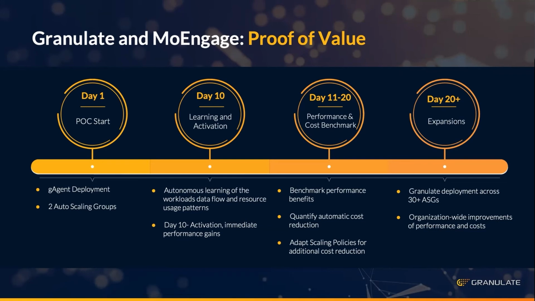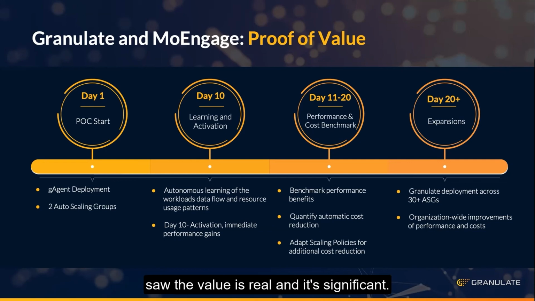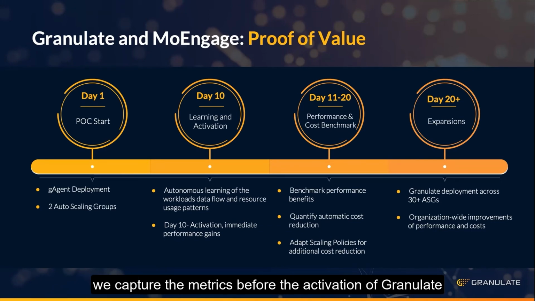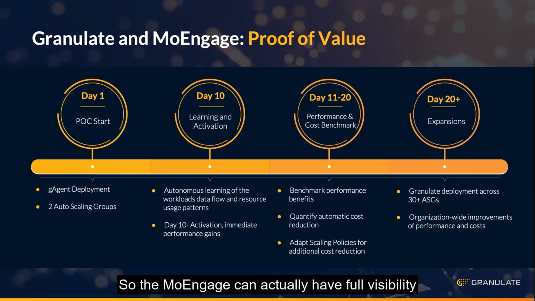Then after the initial workload, we expanded. After MoEngage saw the value was real and significant, we started expanding. First, we benchmarked the results. Balaji and I went over the actual results. We captured the metrics before the activation of Granulate and the number of instances and cores they had on those ASGs before, and then compared them to the number of instances and the metrics after Granulate, and benchmarked the results so that MoEngage can have full visibility into how the improved performance is looking.